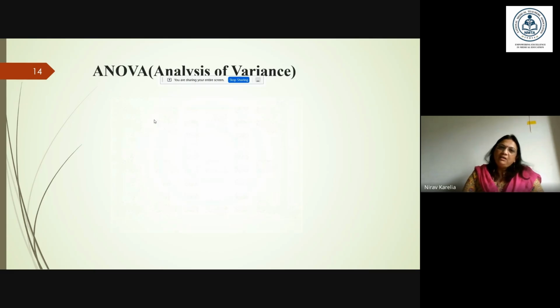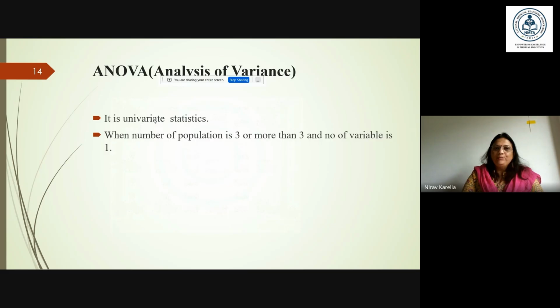Now come to the ANOVA, analysis of variance. All of you know it. But ANOVA is a univariate statistic. It is not multivariate. Why, I will see later. So the basic concept when we apply ANOVA is that we have more than two populations, either 3 or more than 3, and in ANOVA we consider only 1 variable.